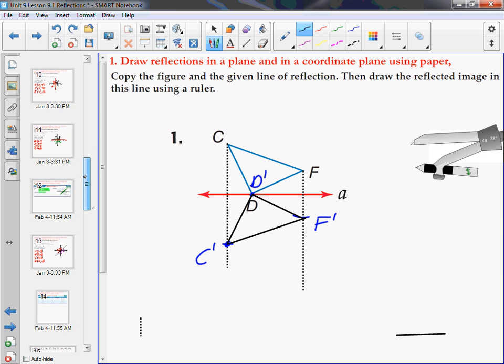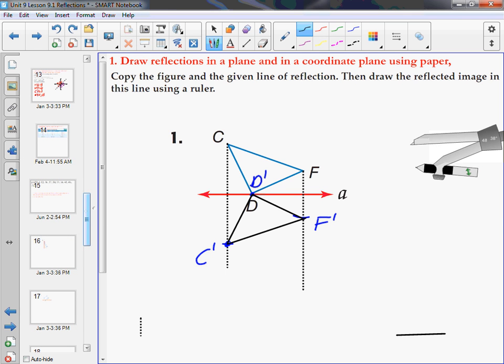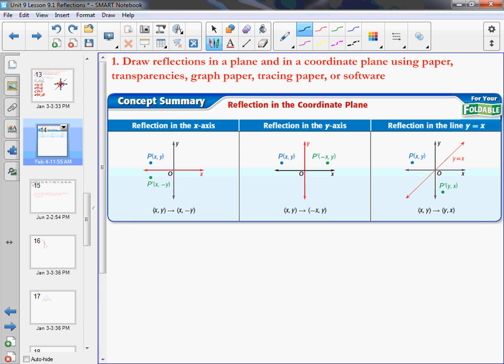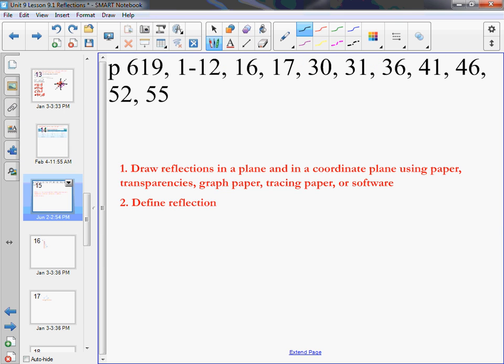Questions? All right, there's a little summary on the bottom of page 618 of how it works out in a coordinate plane. It's worth your time and effort to remember that. Okay? And then here's your assignment.